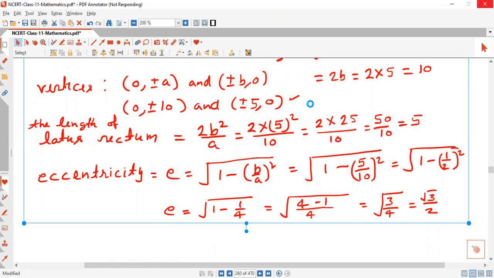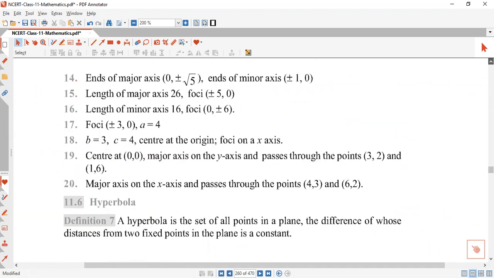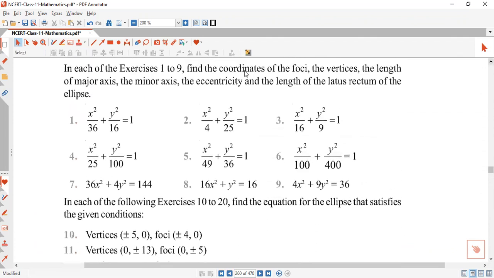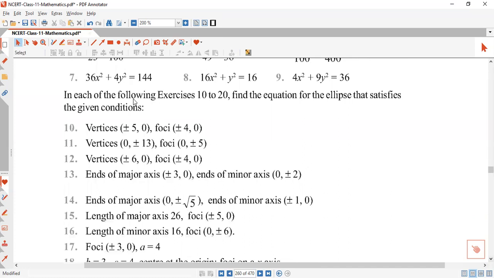Now, after this one, we will do question number 7. See what question number 7 says to us. Again, we have to find out the same thing. Find the coordinates of the foci, the vertices, the length of the major axis, the minor axis, the eccentricity, and the length of the latus rectum of the ellipse. The same thing we have to find out for this question number 7.